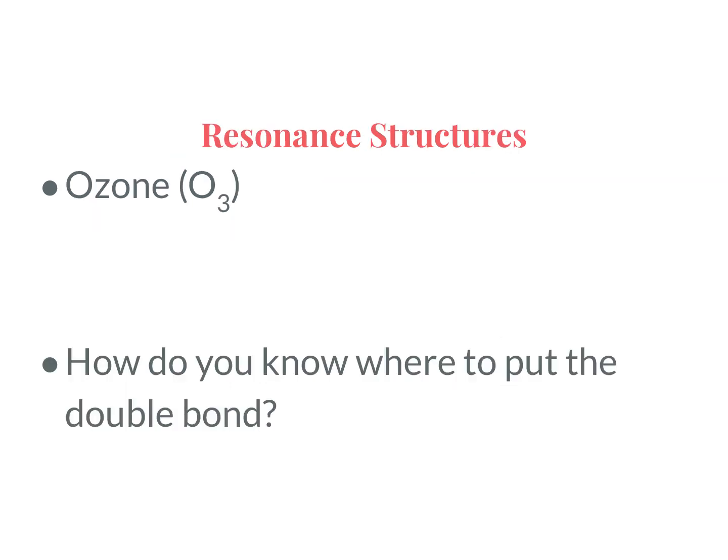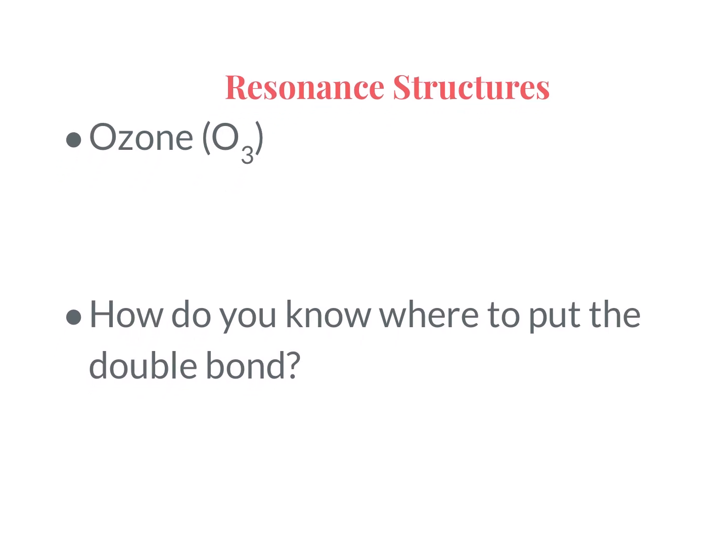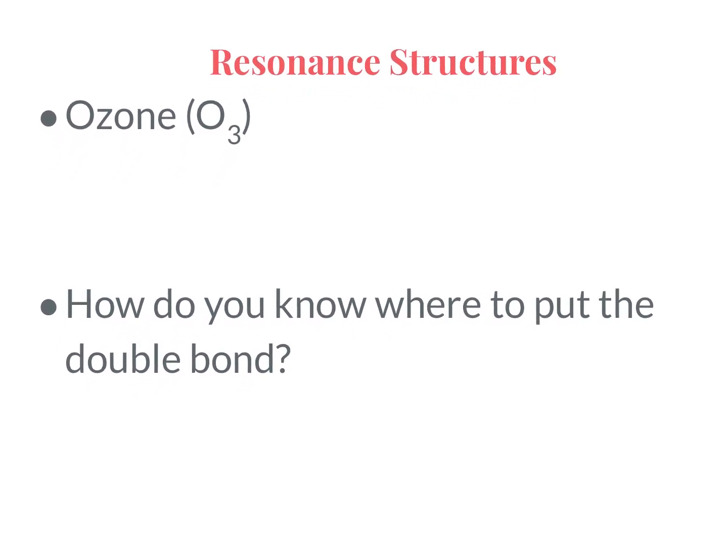Okay, so we're going to practice one resonance structure. We're going to draw ozone together. Okay, so ozone is O3. What's the first thing you should do? How many valence electrons does oxygen have? 6 times 3, so 18. And it's just 3 oxygens, so I'm just going to put 3 in a line. All right, we had 18. How many have we used on the single bonds? 4, so how many do we have left?